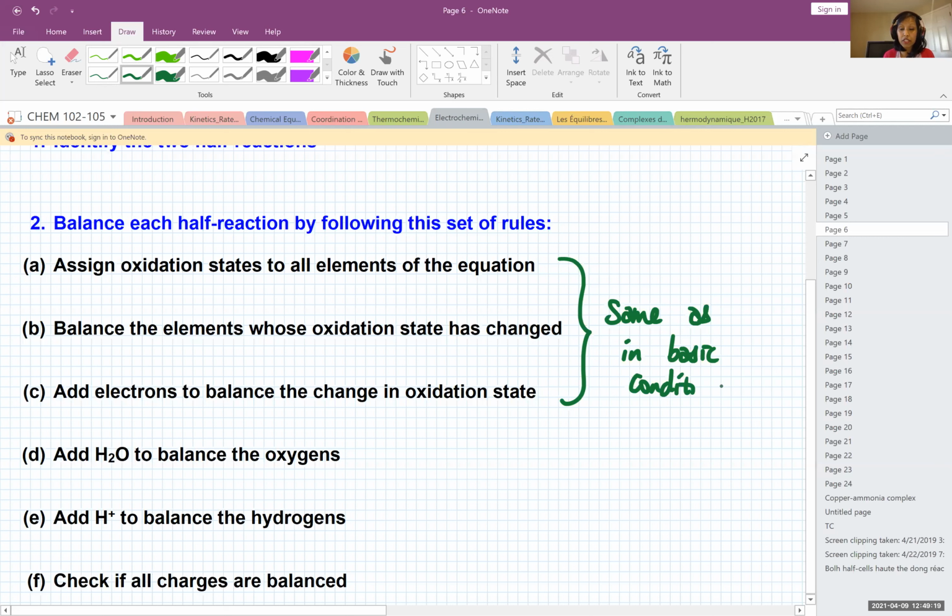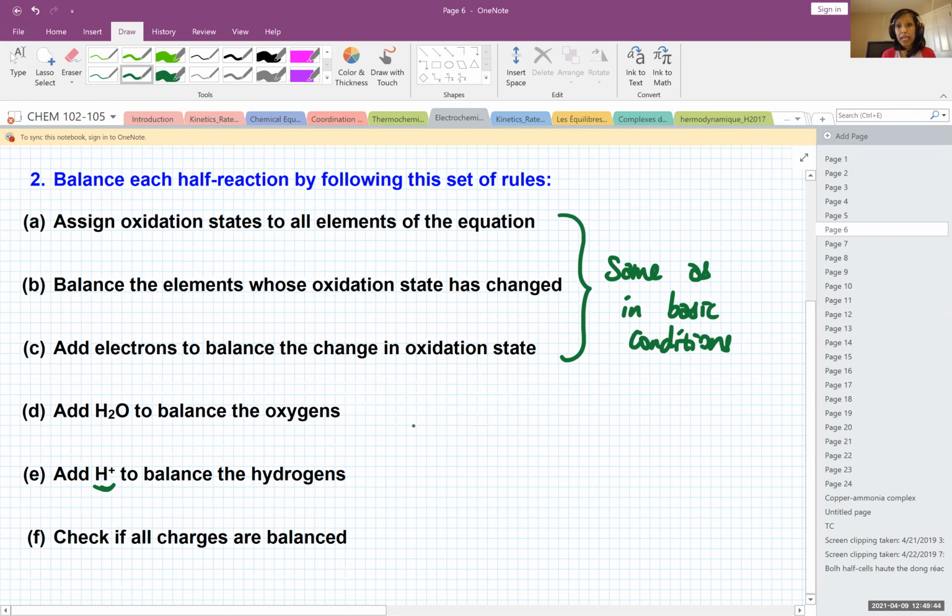Where you will see the change now is the 4th step. Now, instead of adding OH minus to balance charges, we're going to add water to balance the oxygens first. Now, when we introduce water molecules, we have introduced hydrogen. So then we add H plus because it is acidic condition. We add H plus to balance the hydrogen. And in the end, we check if all charges are balanced, and they will be if everything has been done correctly. Okay.